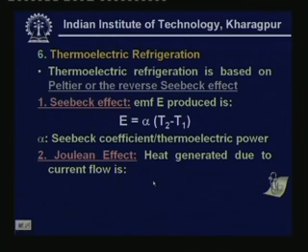The next effect is known as the Joule effect. This is nothing but the generation of heat due to flow of current through a resistor. All these materials have finite resistance, so as the current flows through it, heat is generated, and this heat generation rate is given by Q_joule equal to I squared R, where I is the current and R is the resistance.